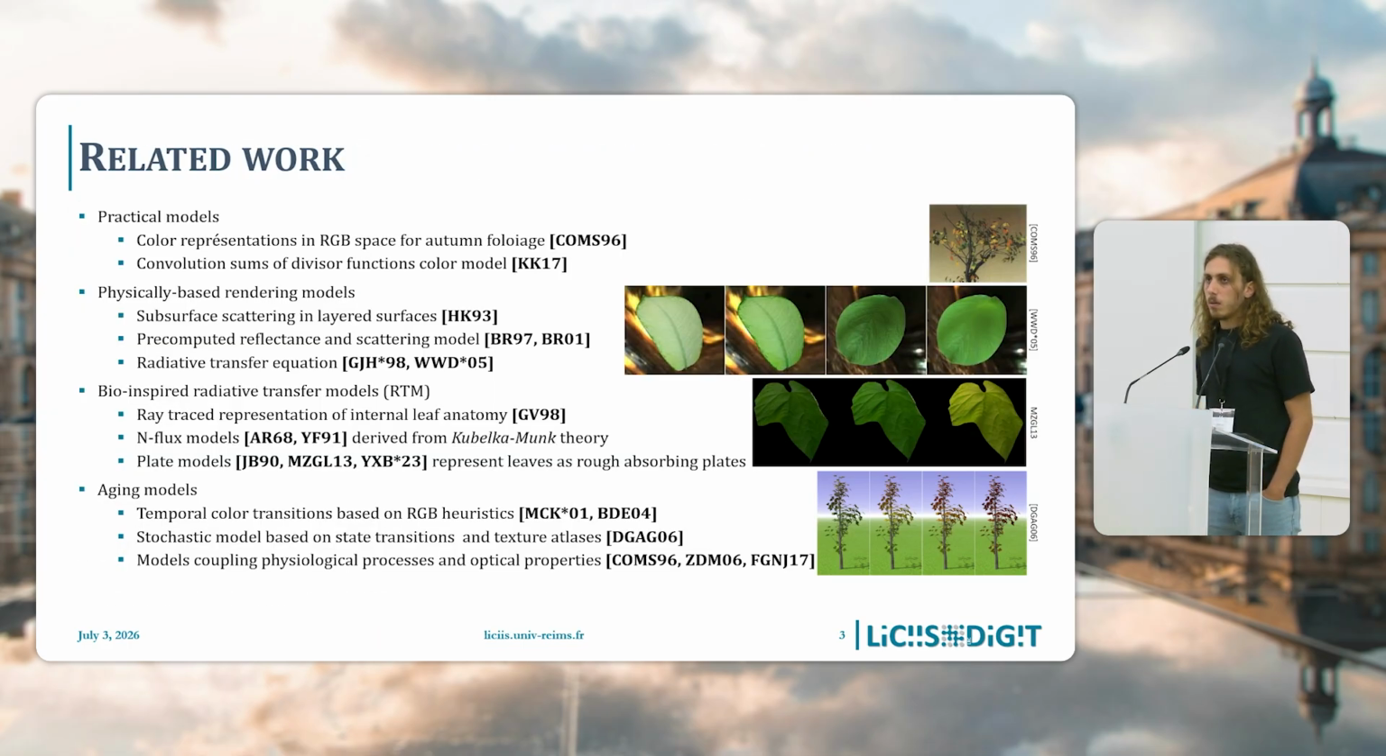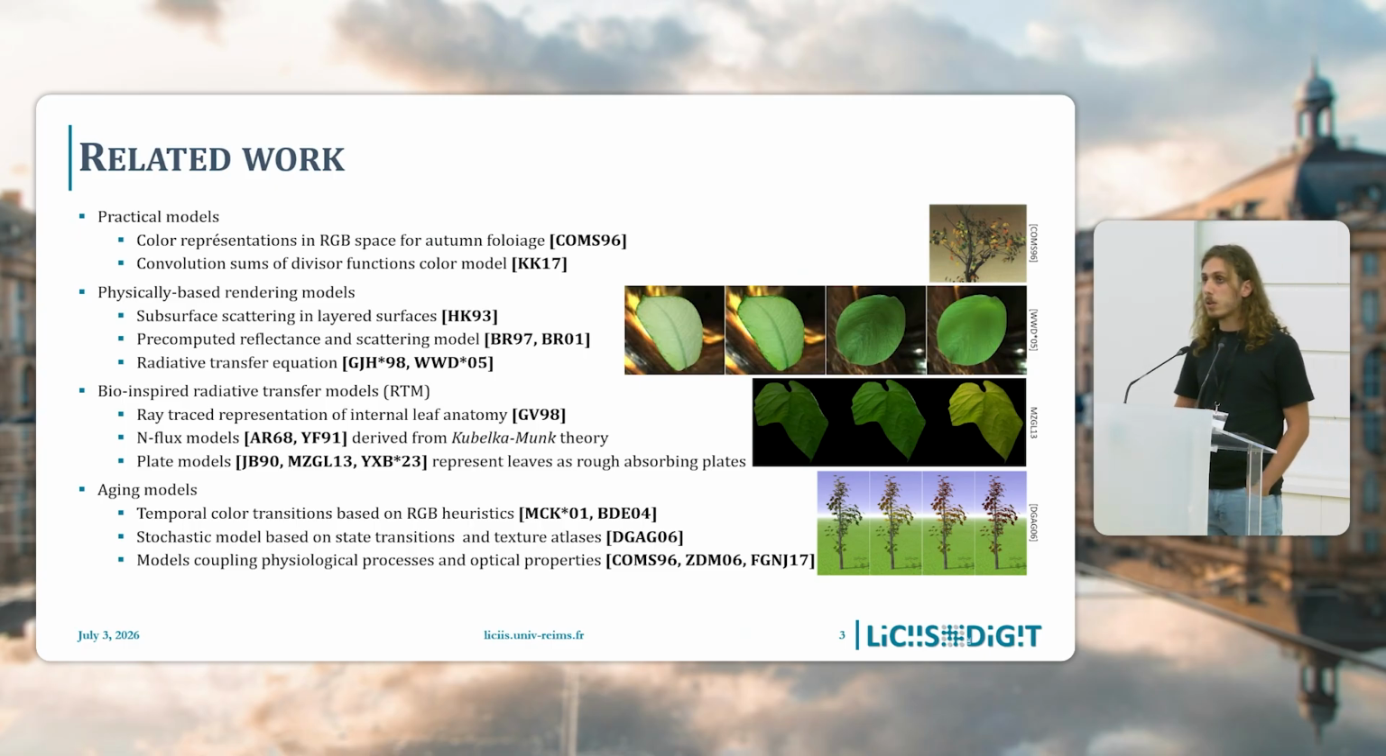Rendering vegetation, leaf, or foliage is not new. In previous decades, a lot of work has been published. All of this work could be grouped into 4 ways. First one, practical models. The main goal of practical models is to render with beautiful color and with efficient computations.